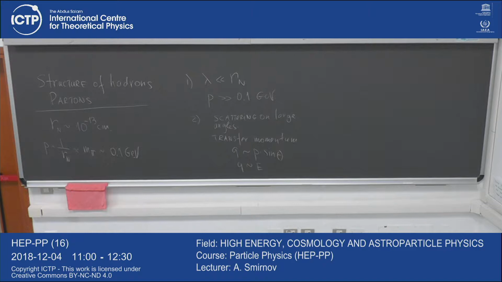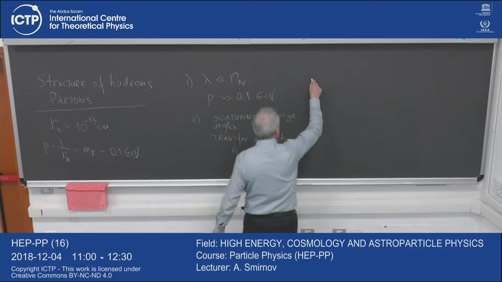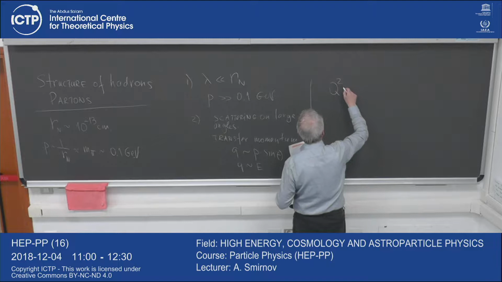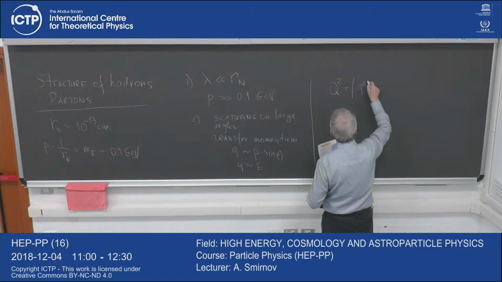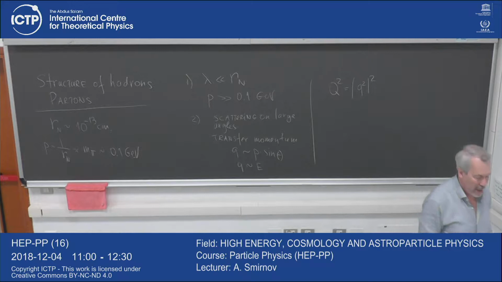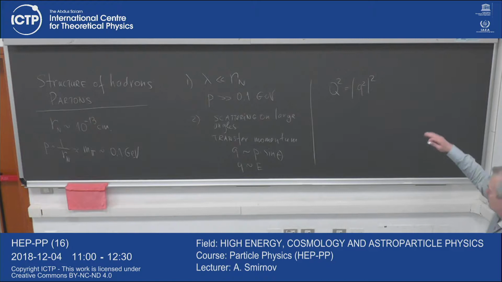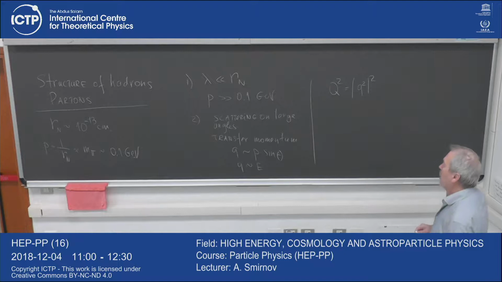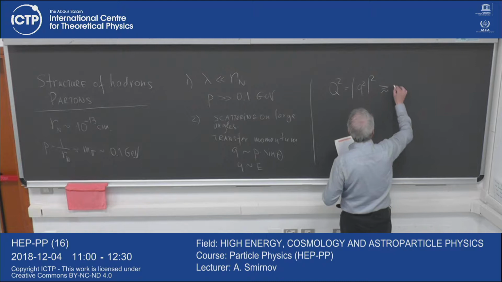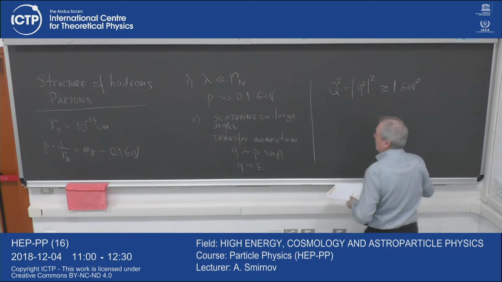So here we come to the conclusion that to explore the properties of nucleons, we need to have transfer momentum, and so we are defining a positive value, which is Q squared modulus. In fact, this Q squared for momentum is negative if you have scattering in T channel. So if a particle scatters and exchanges some other particle, a photon for instance, with proton, this Q squared should be bigger than 1 GeV squared, so then we will satisfy such a condition.